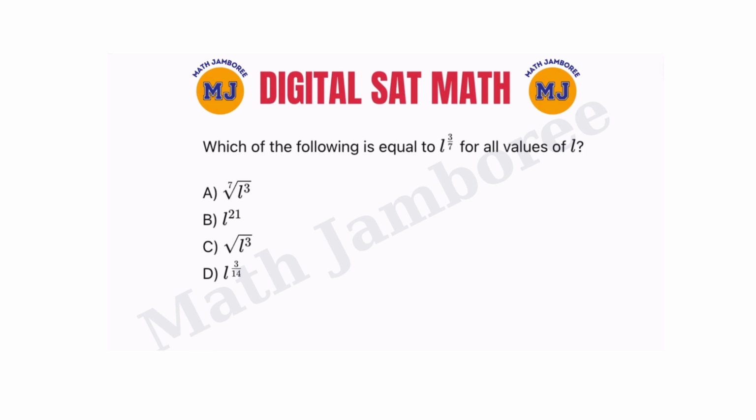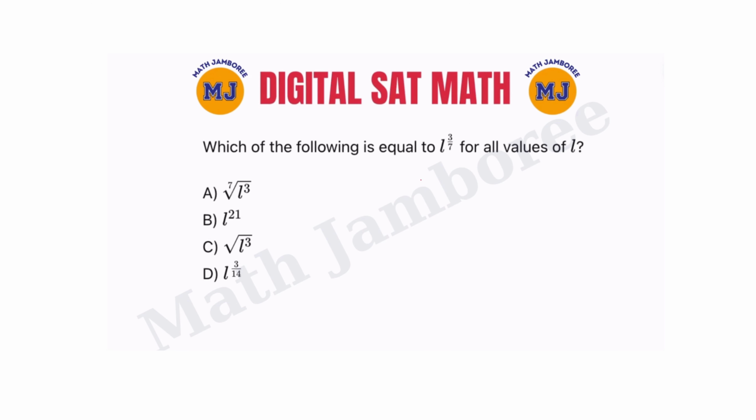So let's continue. Which of the following is equal to L to the power of 3 over 7 for all values of L? A is given as the 7th root of L to the power of 3. B, we have L to the power of 21. And C, we have the square root of L cubed. And D, we have L to the power of 3 over 14.